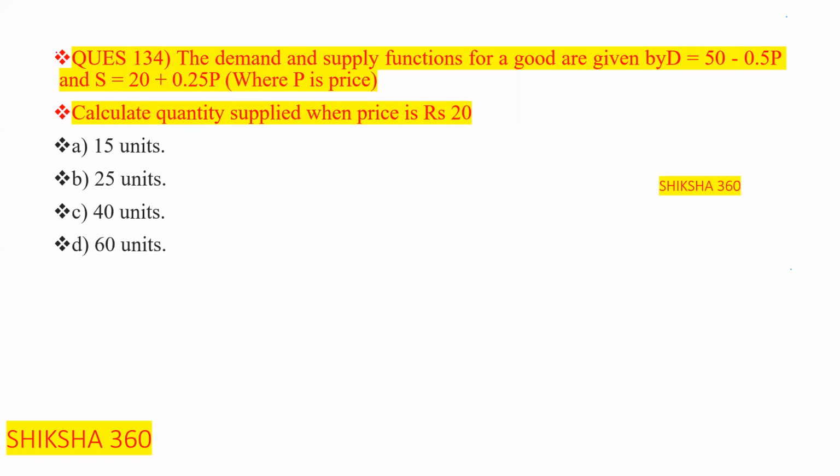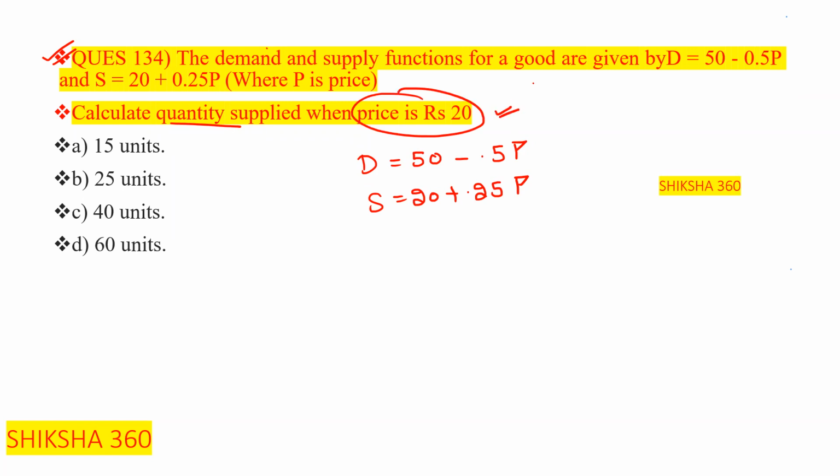Now move to the next question, that is also similar to that, demand and supply. There are some important questions under that, and we can expect that type of question in the examination. Let's discuss what they say. The demand function is 50 minus 0.5p, and the supply function is 20 plus 0.25p, where p is the price. What is the quantity supplied when the price is 20? Just a straightforward question.